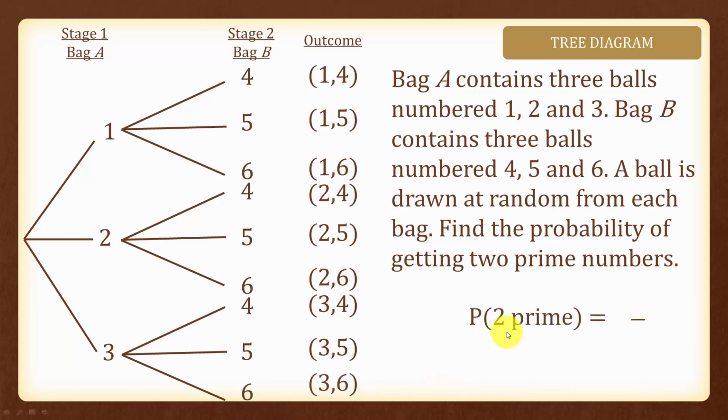So the probability of getting 2 prime numbers is equal to, the total number of possible outcomes is 9. And how many of these outcomes have 2 prime numbers? So the number of outcomes favorable to getting 2 prime numbers is 2. Therefore, the probability of getting 2 prime numbers is equal to 2 over 9.